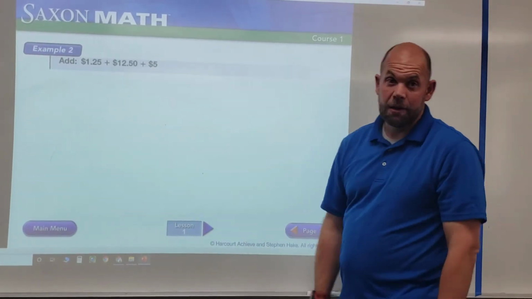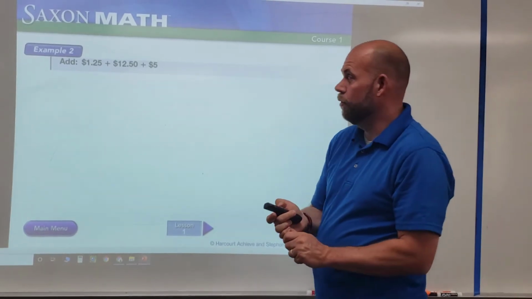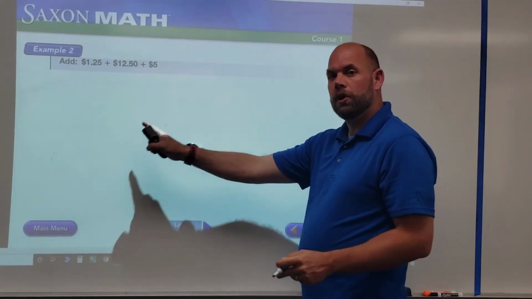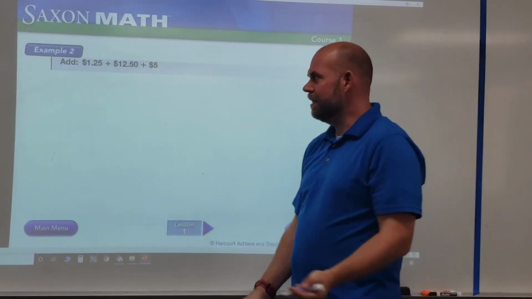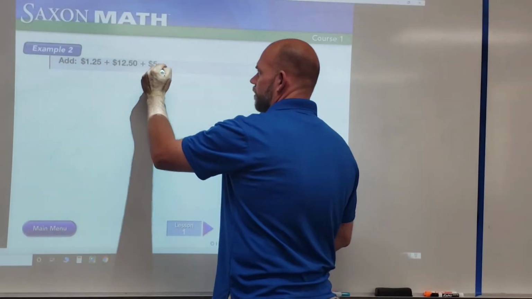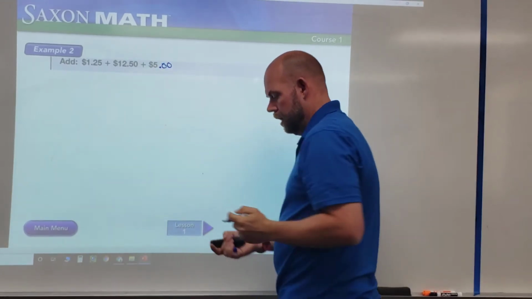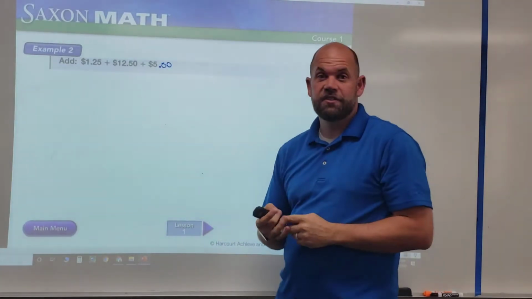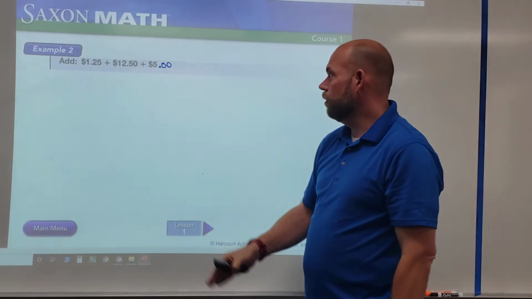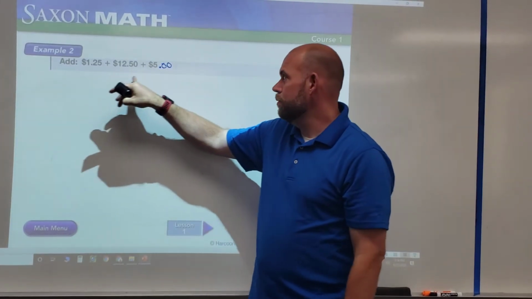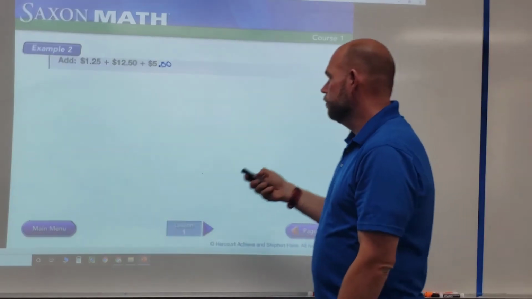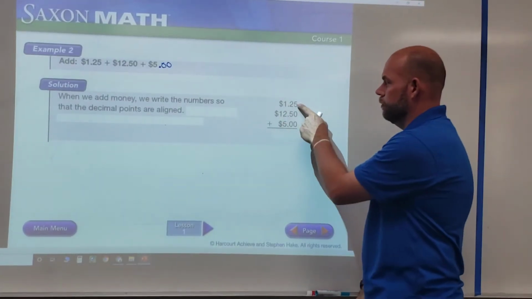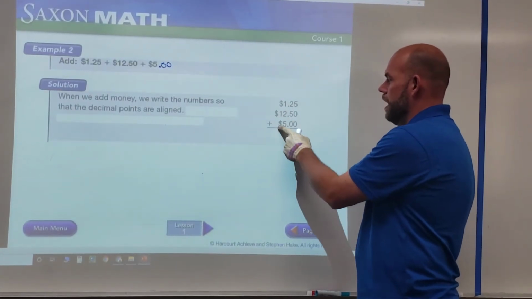Okay? Now money. Money's a little bit different than just normal numbers. We still want to align to the right, but see $5 here? It doesn't have a decimal point. But technically, it would be 5.00 because every dollar has some cent value. So if you want to line them up, you need to make sure that they have the same number of decimals, okay? So here, we're gonna put $1.25, $12.50, $5.